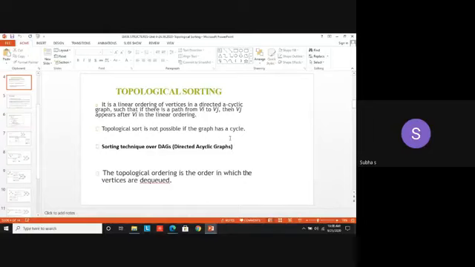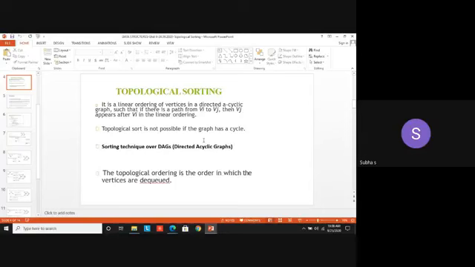So this topological sorting is applicable only for a directed acyclic graph, DAG. So we can apply topological sorting only for an acyclic graph. In the initial stage itself, if you check and the graph contains a cycle, then we can't apply topological sorting.